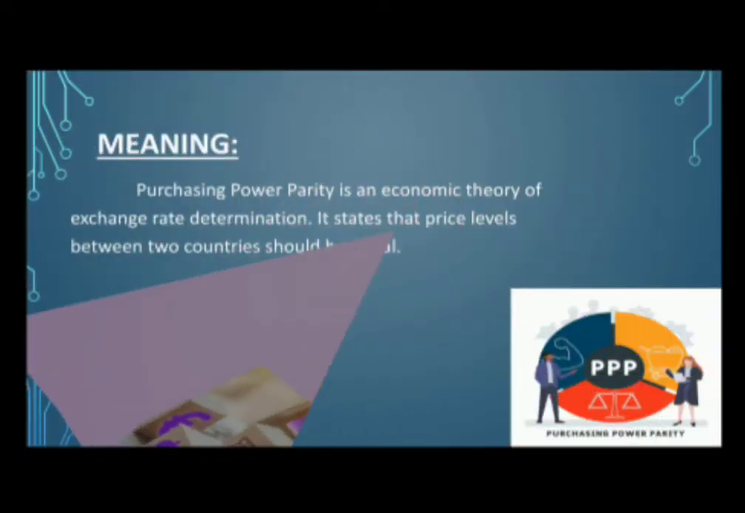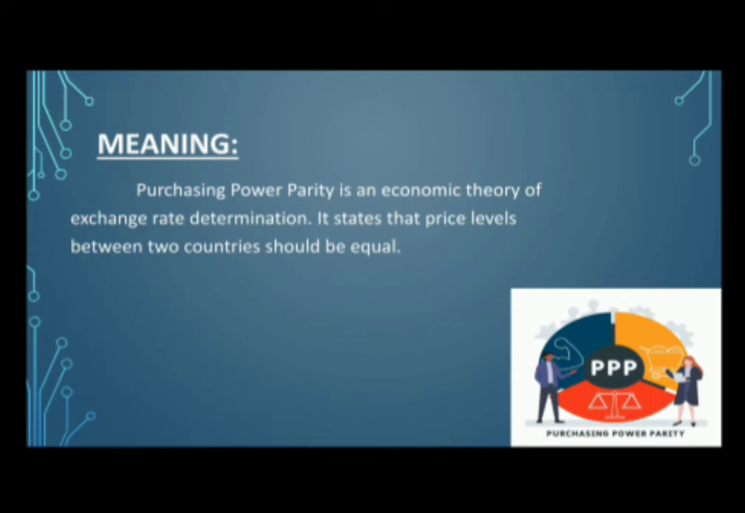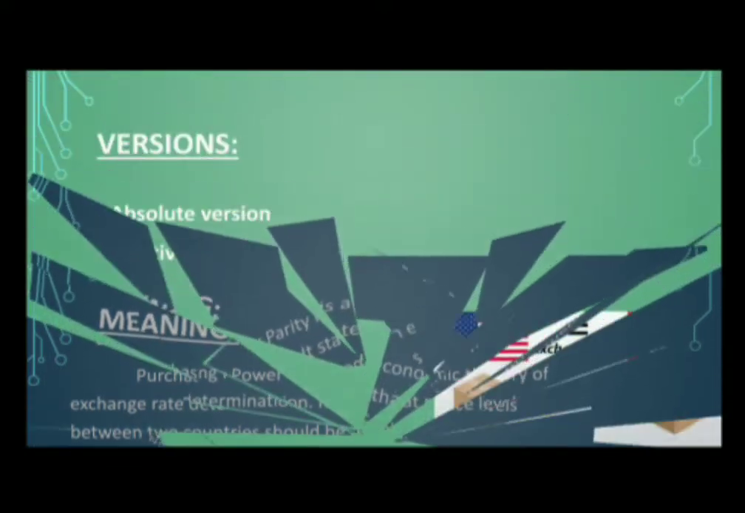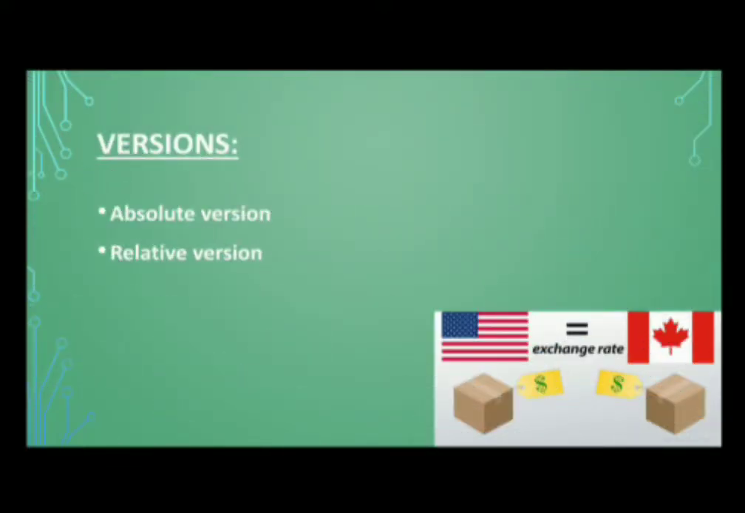Then, meaning of purchasing power parity. Purchasing power parity is an economic theory of exchange rate determination. It states that price levels between two countries should be equal. In other words, the rate of exchange between any two currencies is determined by their purchasing power in respective currencies. Purchasing power parity theory has two versions, that are absolute version and relative version.